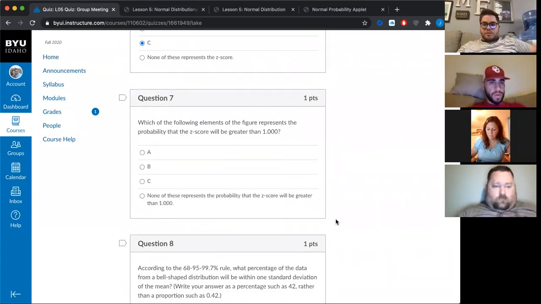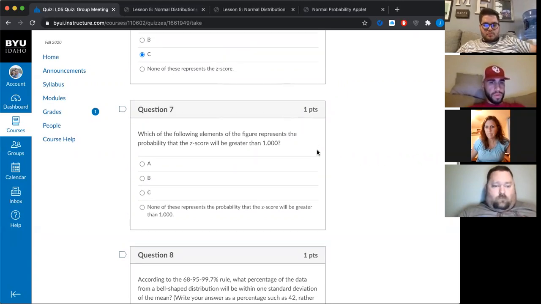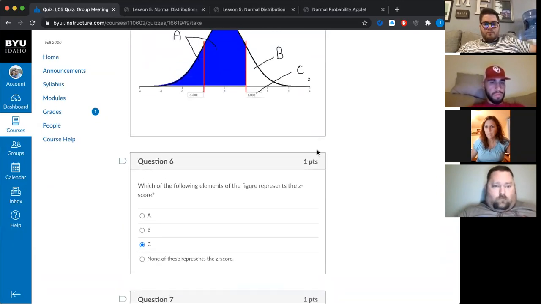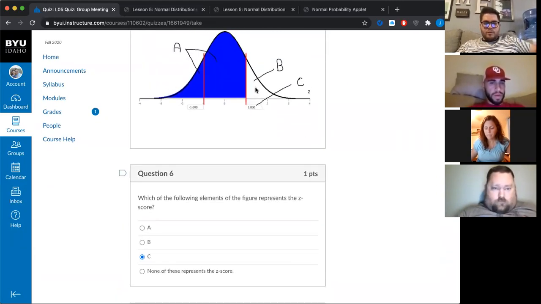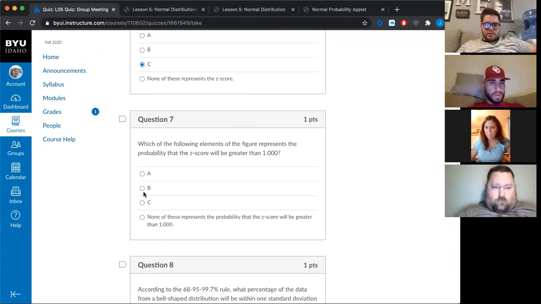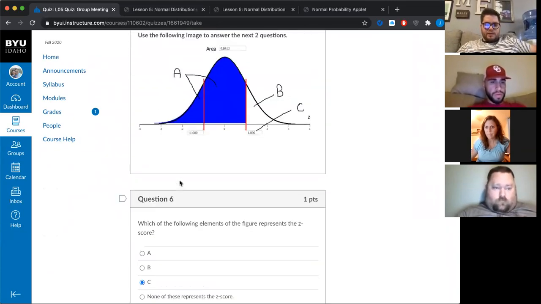Perfect. And then question 7 says, which of the following elements of the figure represents the probability that the z-score will be greater than 1? Greater than would be the B. Yep, so B, that's the unshaded part, past the red line.